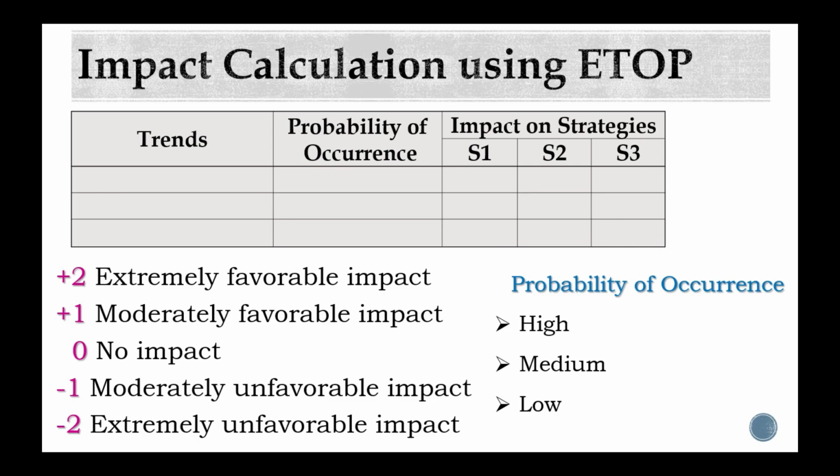Some of the sub-factors may provide a positive or favorable impact on strategy 1, whereas it can even provide a negative impact or negative environment to the strategy 2, and so on. Then whether the impact is positive or highly positive, we can give +2 or +1. If there is no impact of that sub-trend on the strategies, then we can write down 0 against each of the strategies. And if the impacts are moderately or extremely unfavorable, we will write -1 and -2 against the respective strategies.